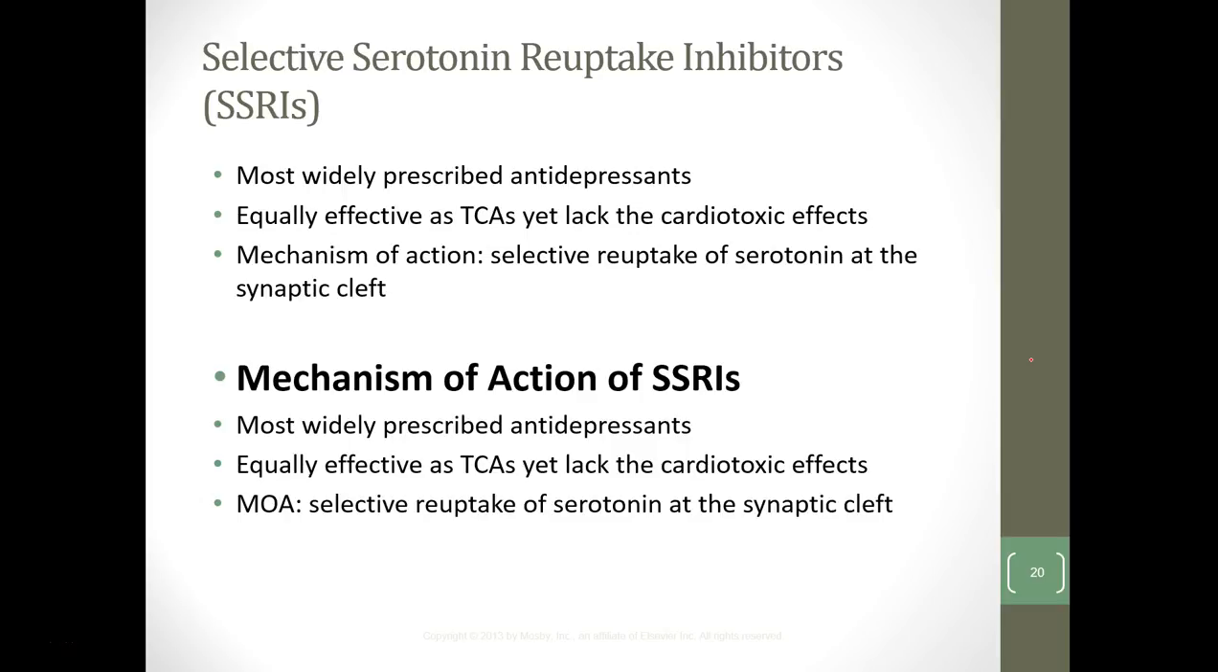Okay, your SSRIs, or your selective serotonin reuptake inhibitors, they're the most widely prescribed antidepressants. They're as effective as the TCAs, but they have fewer side effects. And in fact, TCAs have the potential to be cardiotoxic, that arrhythmia that I talked about. So these drugs don't have as much risk with that. The mechanism of action is they selectively block the reuptake of serotonin in the synaptic cleft.